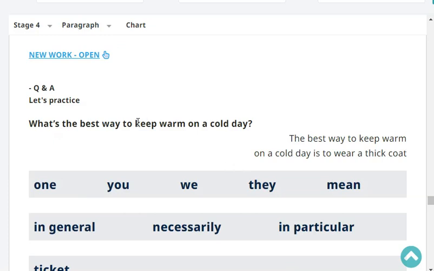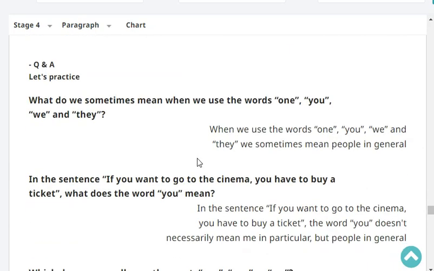What's the best way to keep warm on a cold day? The best way to keep warm on a cold day is to wear thick clothes. Very good. Okay.